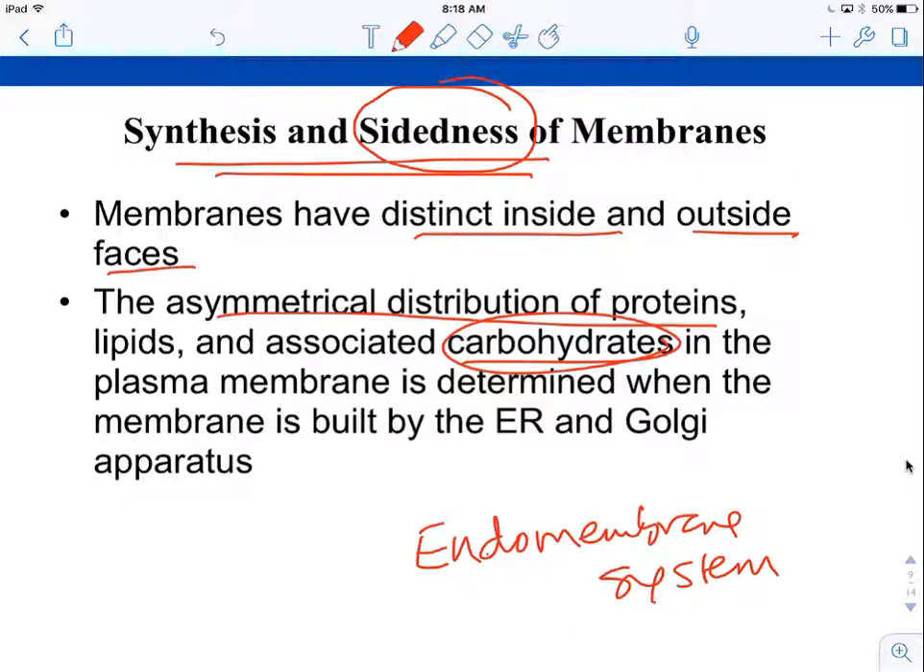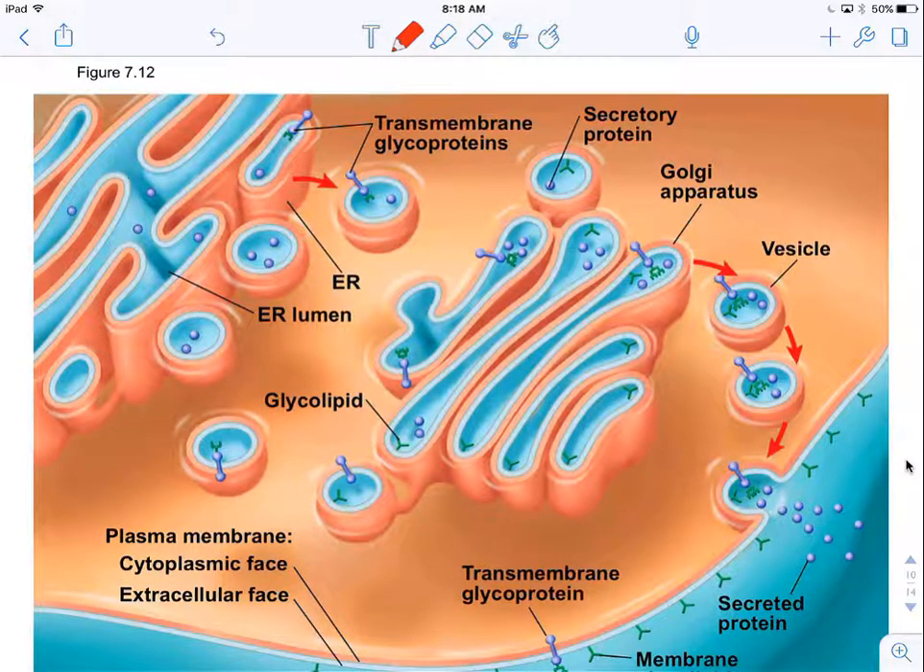And it has to do with asymmetrical distribution of proteins, lipids, and those carbohydrates in the plasma membrane. And then when the membrane is built by the ER and by the Golgi, it has to be made in just the right way. If you want something to end up outside of the cell, say these proteins, then in the rough ER here, and in the Golgi here, we have to make sure that it has to be made inside of a vesicle.